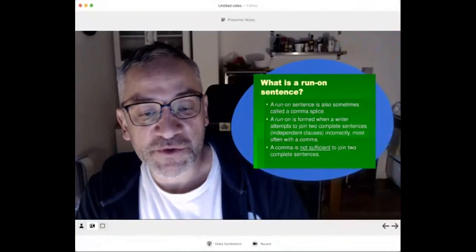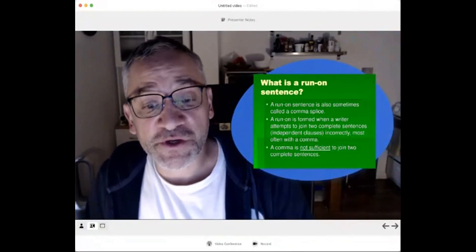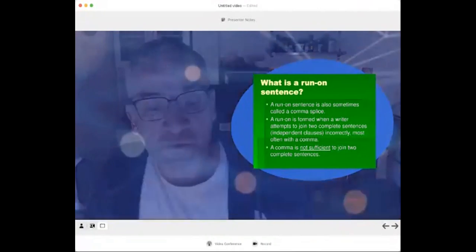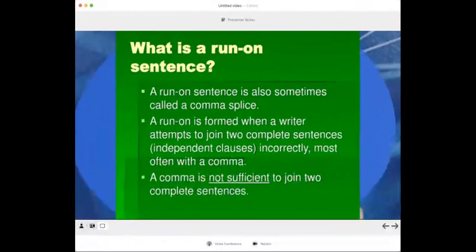What is a run-on sentence? A run-on sentence is also sometimes called a comma splice. A run-on sentence is formed when a writer attempts to join two complete sentences, two independent clauses, incorrectly, most often with a comma. A comma is not sufficient. A comma is not strong enough to join two complete sentences.